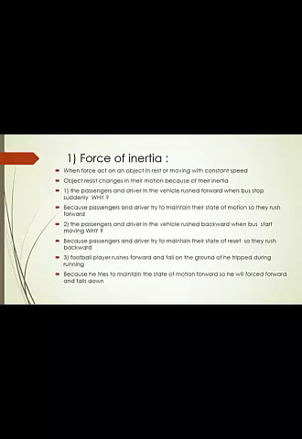The third example: football players in a football match rush forward and fall on the ground if they trip during running, because the football player tries to maintain the state of motion forward, so he is forced forward and falls down.